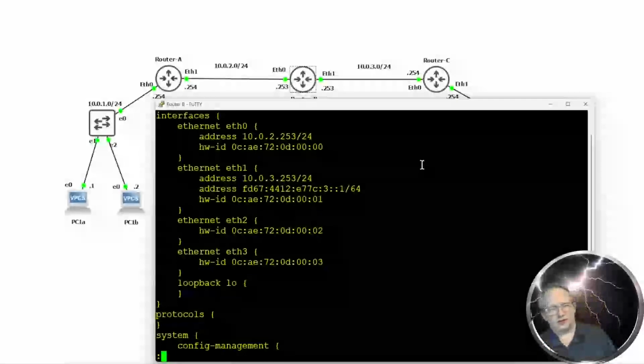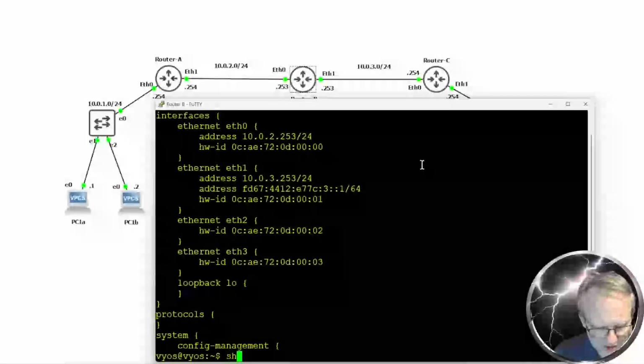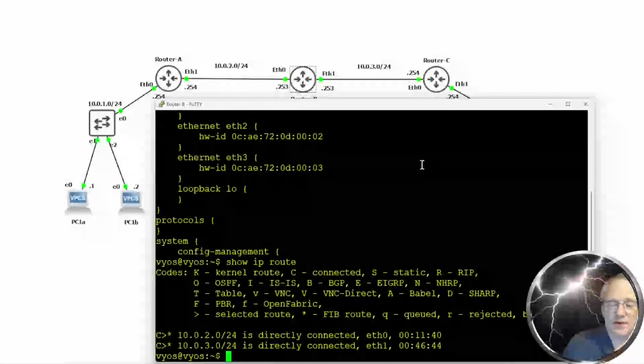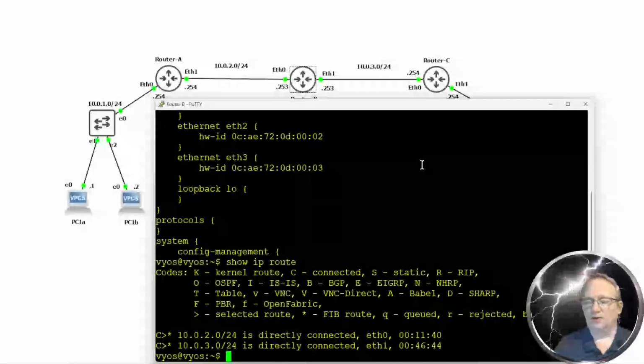So what I should see at the very least is the direct connection to Ethernet 0 and Ethernet 1 in the routing table. When I quit out of the show config and do a show ip route, that's what I see. I see 10.0.2 and 10.0.3. We have the direct connections. We don't know how to get to 10.0.1, and we don't know how to get to 10.0.4. So only the direct connections are here, and this is the default state of a router. These are the directly connected routes, and we need to put in the learned routes.